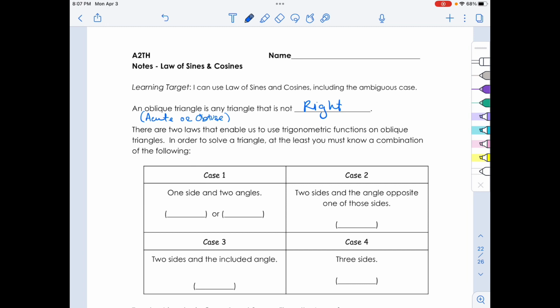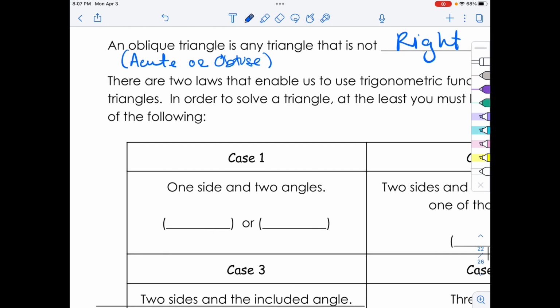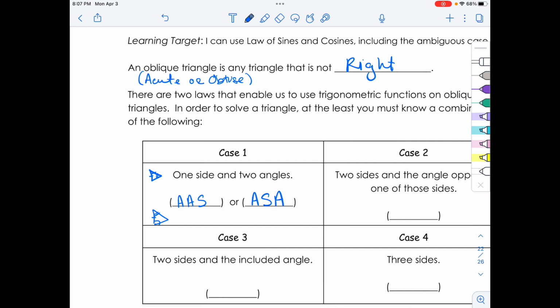First case, if you know one side and two angles. So one side and two angles, you could have angle, angle, side, or you could have angle, side, angle. And if you recall from geometry, those were two of the theorems that you were allowed to use in order to prove that two triangles were congruent.